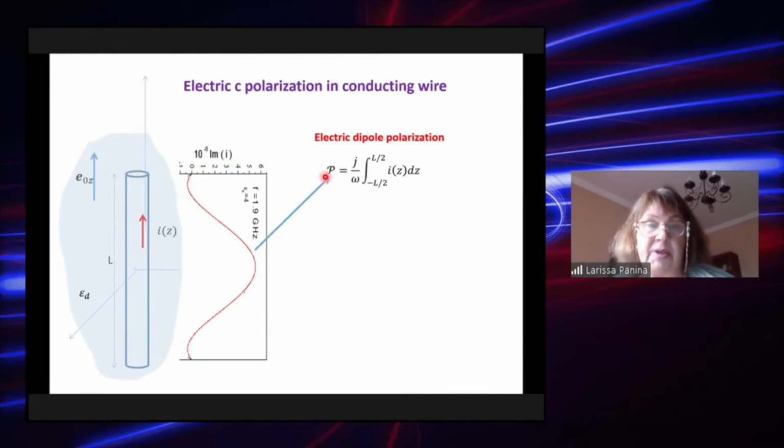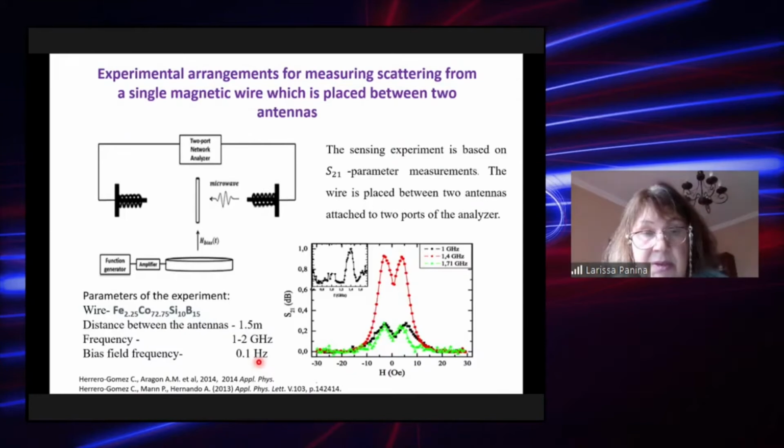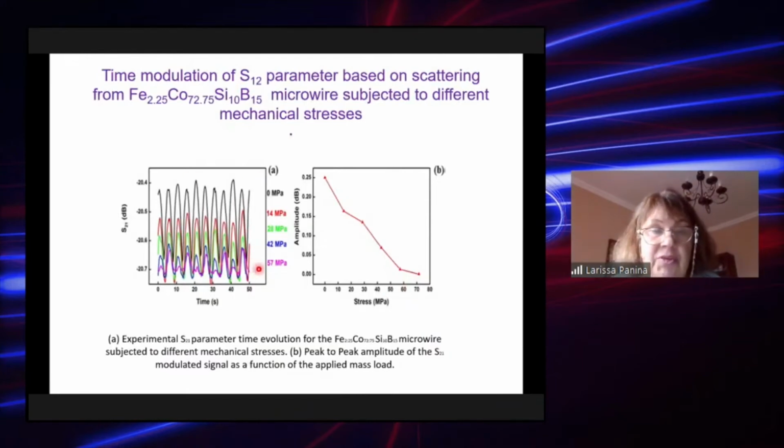generation of electric polarization due to the accumulation of charges at the ends. And this polarization, in fact, it is possible to calculate more or less exactly. Close to the resonance frequency you can see the lower and a little bit higher frequency, the drop in magnitude. Also, that is a demonstration that the amplitude of modulation depends on stress.